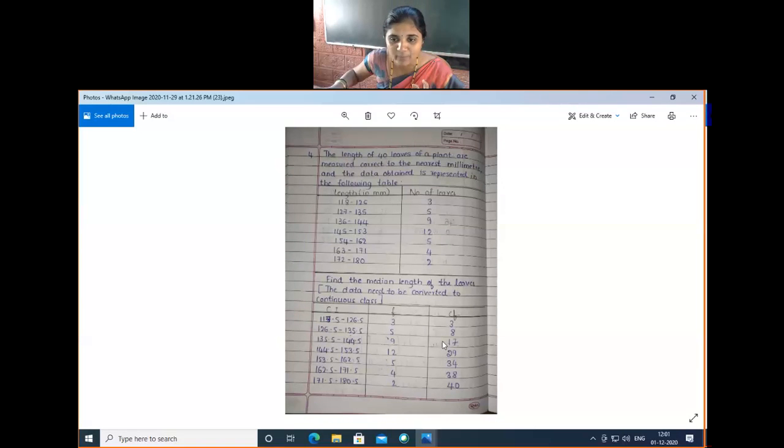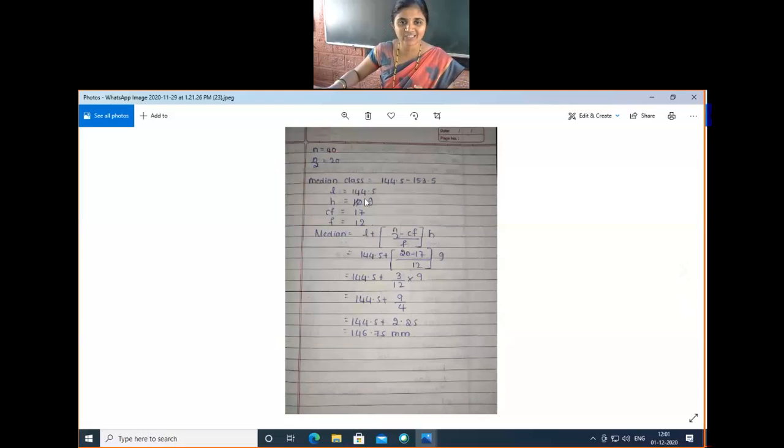Then find the median class. N by 2 is 20, in the sense, where will you get 20 here? 3, 8, 17, up to 17 you will get here. So 20 is covered by the next one. This is the median class, 144.5 to 153.5. This is the median class.